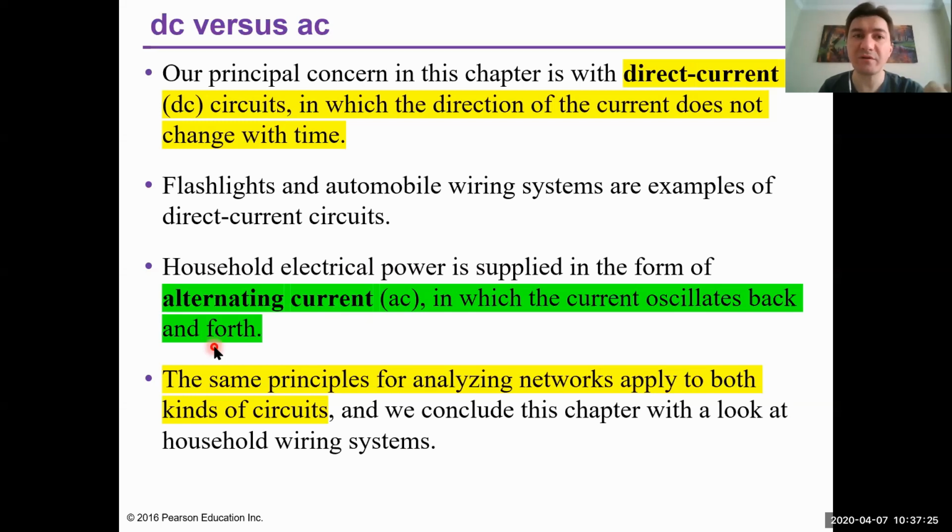So what are examples of DC circuits? Flashlights and automobile wiring systems are examples of direct current circuits. And we use alternating current, meaning AC current, in household electrical power systems. So this chapter is mainly concentrated on DC circuits. But at the end of the chapter, we will talk about alternating current circuits, and we will give a very short example of household electrical power systems, but we will not go into detail concerning AC circuits. But it is better to know that the same principles for analyzing networks apply to both AC and DC circuits. Don't forget this one.